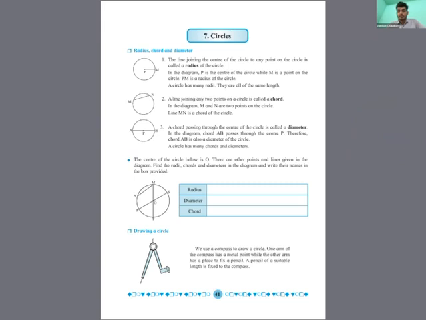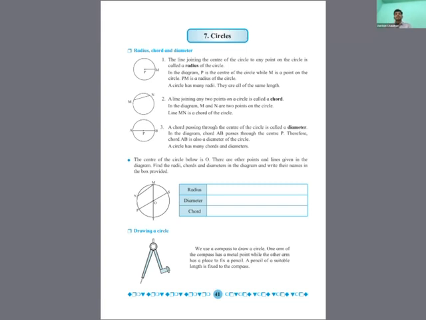From this figure we learn that, suppose in this circle, point P is the center of the circle and M is a point around the circle. So PM is the radius of a circle. The line joining the center of a circle to any point of the circle is called the radius of a circle. So line or segment PM is the radius.